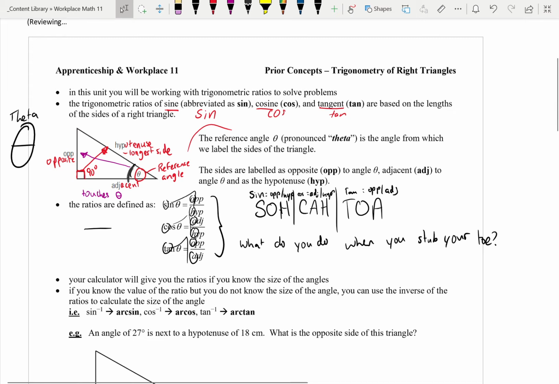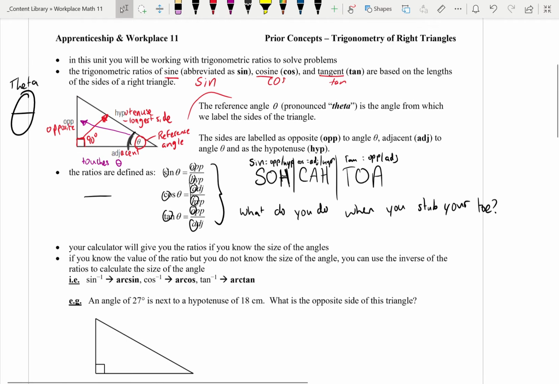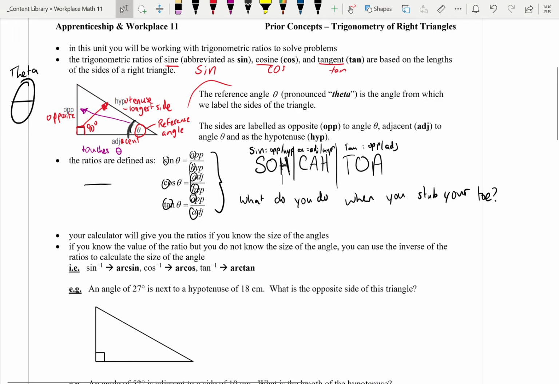You soak a toe. So we're going to use this to figure out which equation to use. They all look very similar, so we use this trick to kind of figure out which equation we need to bring to the table for each problem. So your calculator will give you the ratios if you know the size of the angles.